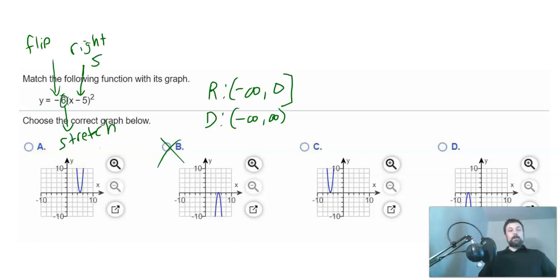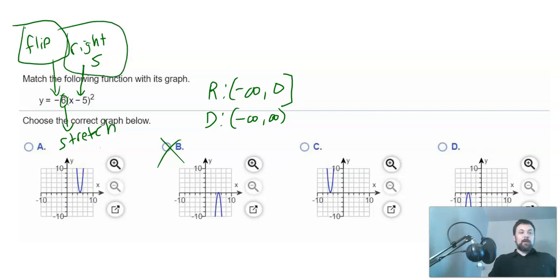Okay, so the correct answer in this case was answer B. The transformations you should have identified were reflection, right? That was one of them, flipping the graph over, shifting to the right 5, right? The -5 shifts it to the right 5. And then there was a stretching factor of 6, which you really could have figured out the right answer without knowing that. And this is, again, the problem with multiple choice.